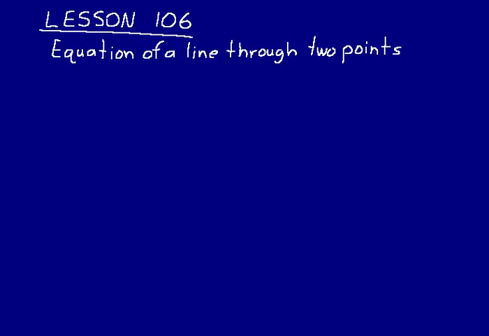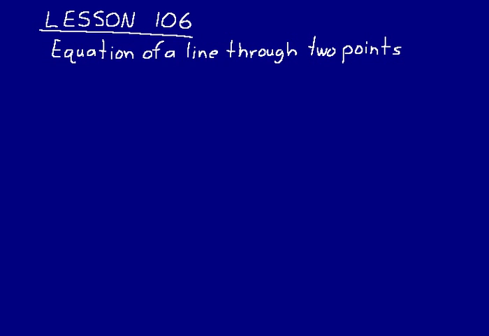Lesson 106 is about the equation of a line through 2 points, and in this lesson we'll be applying what we learned about the slope formula back in lesson 98, as well as what we know about the equation of a line to find equations of a line given just 2 points.